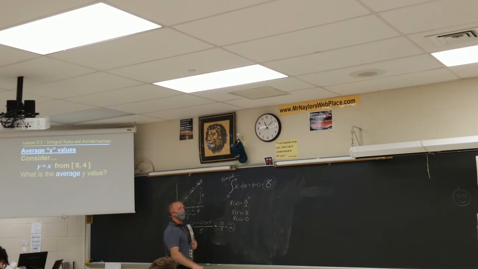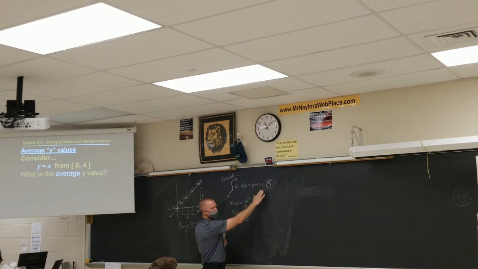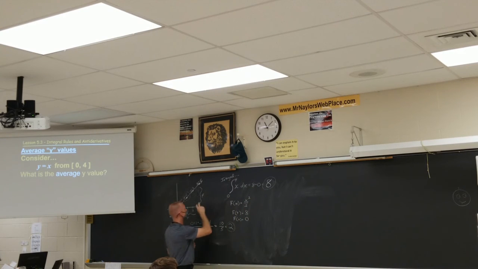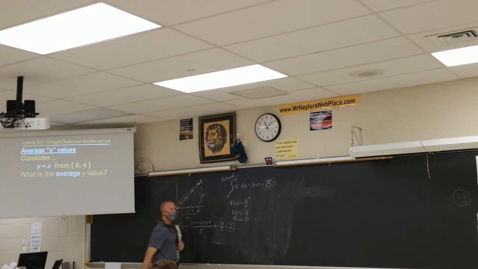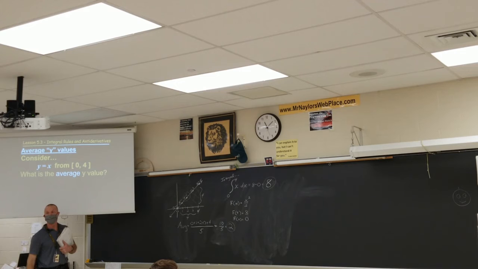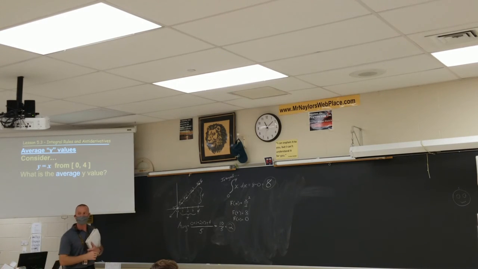Maybe to say it another way, how can we use the integral? How can we use the area to get the average? How can we use 8 to actually get 2? There's kind of one thing we have maybe not taken into account.